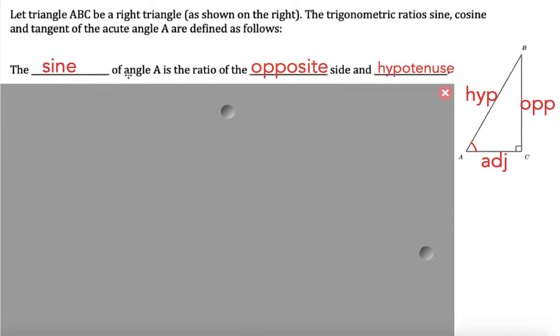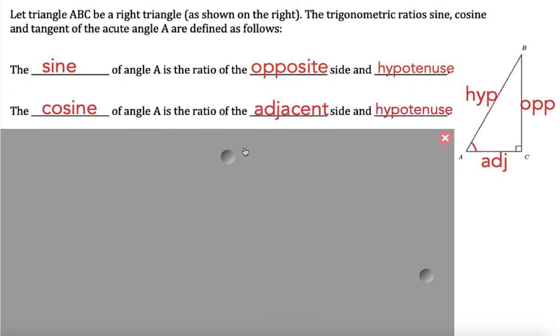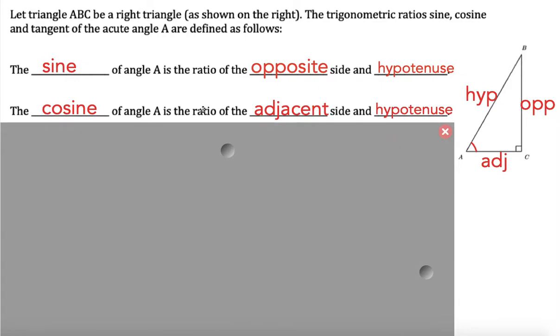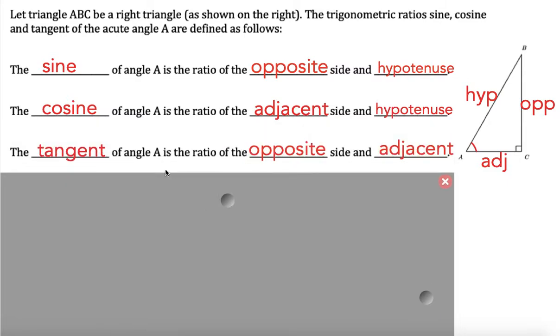The sine of an angle is always going to be the opposite divided by the hypotenuse. Cosine of angle A is always going to be equal to the ratio of adjacent divided by hypotenuse. And the tangent of angle A is always going to equal the opposite divided by the adjacent.